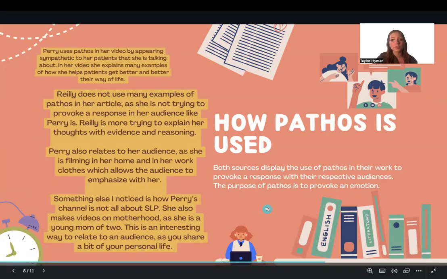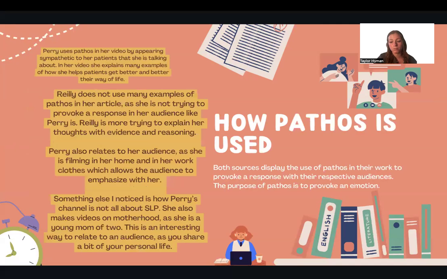And this is how pathos was used. There wasn't a lot of pathos that I could find within each text, but this is what I found. Both sources display the use of pathos in their work to provoke a response with their respective audiences. The purpose of pathos is to provoke an emotion.